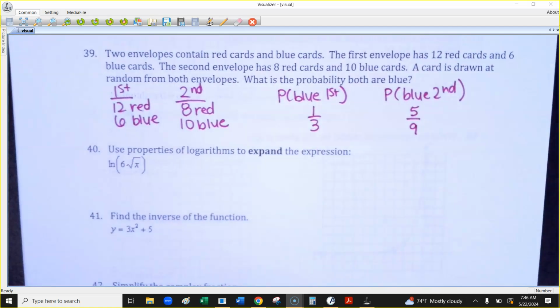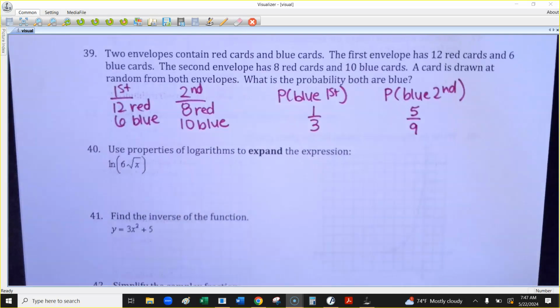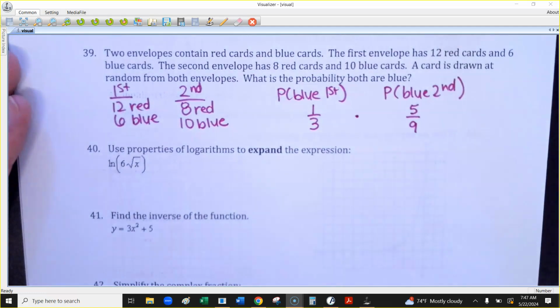Okay, now, do these events affect each other? Like, does what I draw out of the first one affect what I draw out of the second one? No, these are independent. Okay, so all you have to do here, do you remember, do I add or do I multiply? Multiply, you're going to multiply. Don't need a common denominator or anything like that. We're just going to multiply.